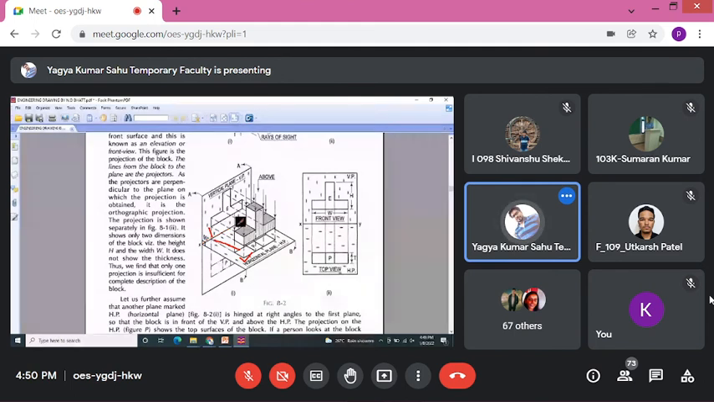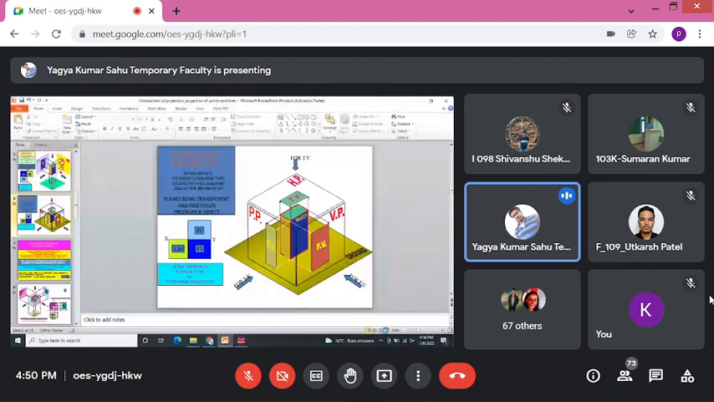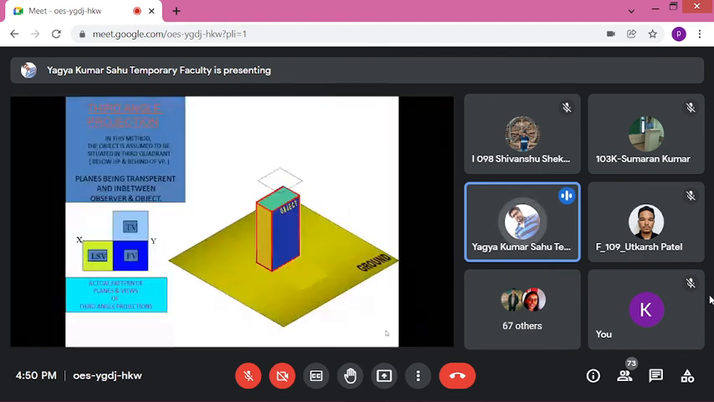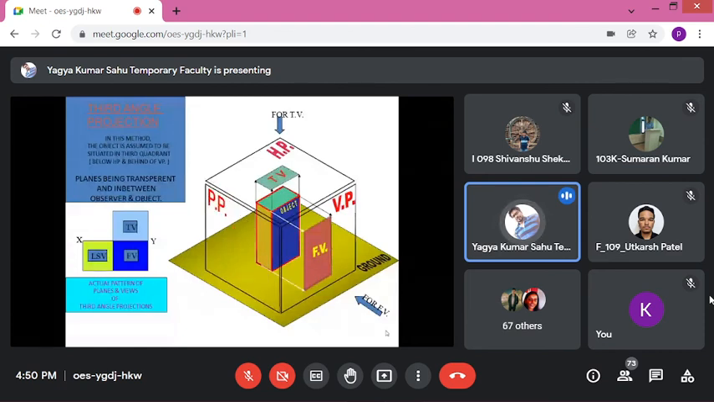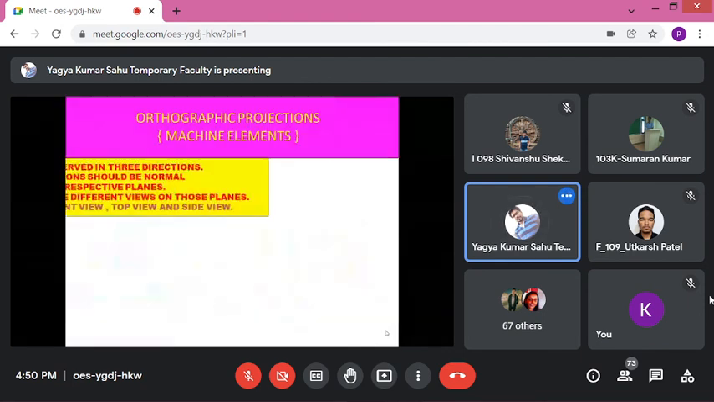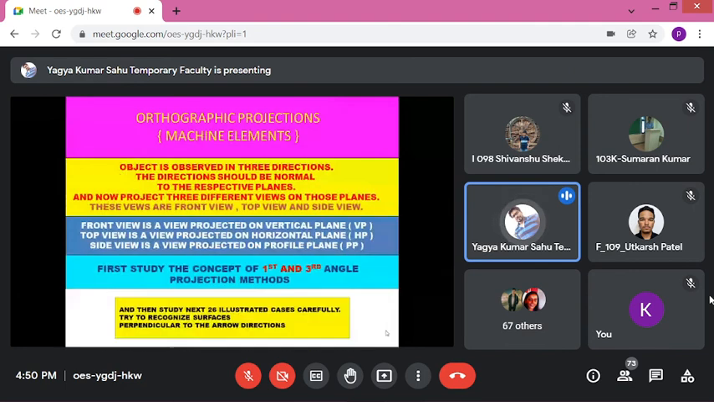Why second angle and fourth angle is not used for drawing? Anyone? Second angle and fourth angle are not used for practical drawing. Why? First angle, basically first angle is used in India, okay, frequently used in India, and the third angle is frequently used in abroad, okay, foreign countries. But second angle and fourth angle are not used.